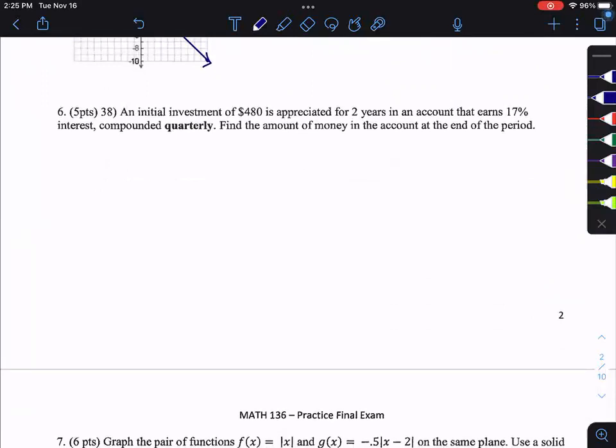Question number 6. I don't know why this 38's in here, ignore it. An initial investment of $480 is appreciated for 2 years in an account that earns 17% interest compounded quarterly. Find the amount of money in the account at the end of the period. So this is our compound interest formula. Again, that formula is going to be given to you on your reference sheets on the top right-hand corner on the back. I did post the reference sheets on Google Classroom. So if you want to look over that before your final, please do. Find all the formulas you're going to want to use.